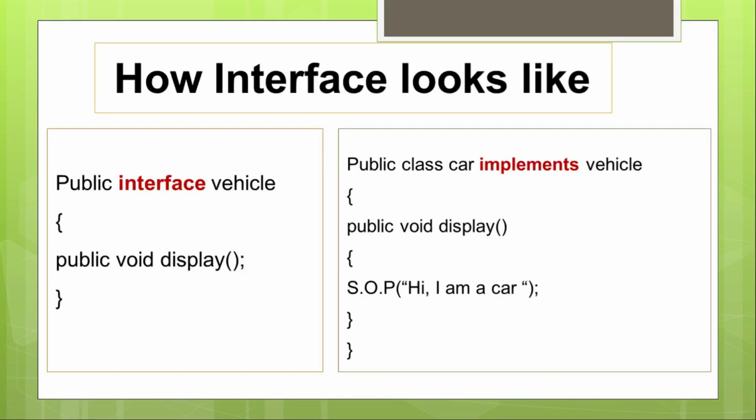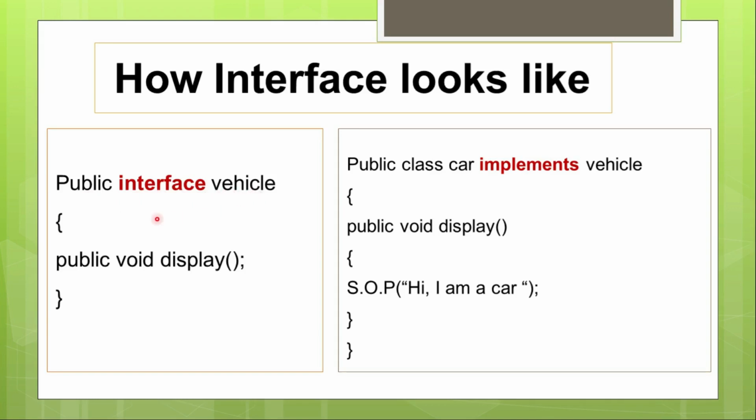How to create an interface. Creating an interface is dead easy. Look here. I'm going to create an interface called vehicle. The keyword interface is used: an access modifier followed by the keyword interface and the name of the interface. The name of the interface is vehicle.